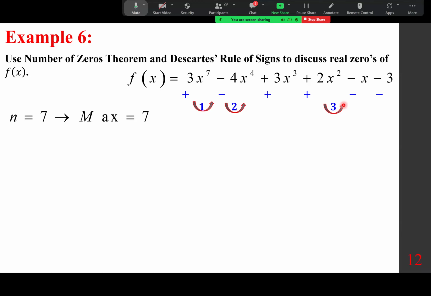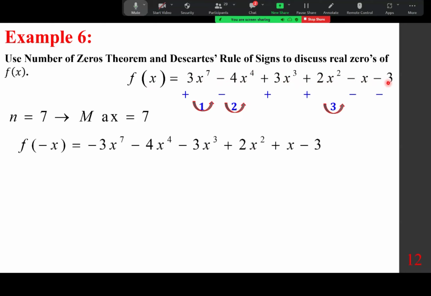We are going to evaluate f of minus x. So 3 times minus x to the power of 7 becomes minus 3x to the power of 7. Minus 4x to the power of 4 doesn't change because the degree is even. So minus x to the power of 4, this changes to minus 3x cubed. This doesn't change. This changes to plus x. This doesn't change. It's a constant.